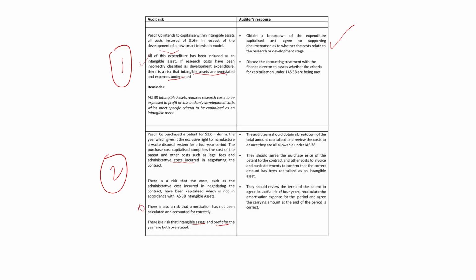A separate risk could be because it's for 4 years, they might not have amortized this over the useful life. I'm going to get a breakdown of the total amount. I'm going to review the costs, match it to the supporting documentation. I need to make sure that only those costs have been put in the SOFP that are allowed to be capitalized.